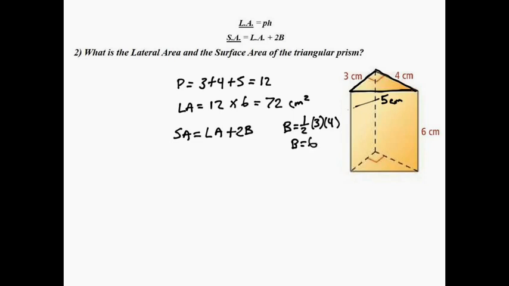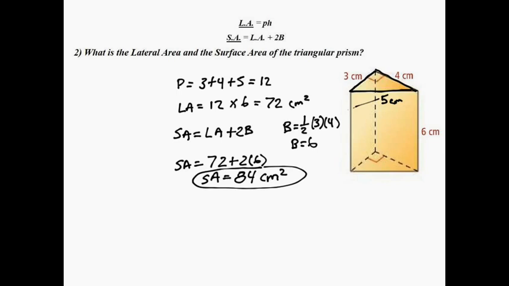So we can finish out our surface area formula. Surface area equals our lateral area of 72 plus 2 times our base area. Well, 2 times 6 is 12. 12 plus 72 gives us a surface area of 84 centimeters squared. And that's it.